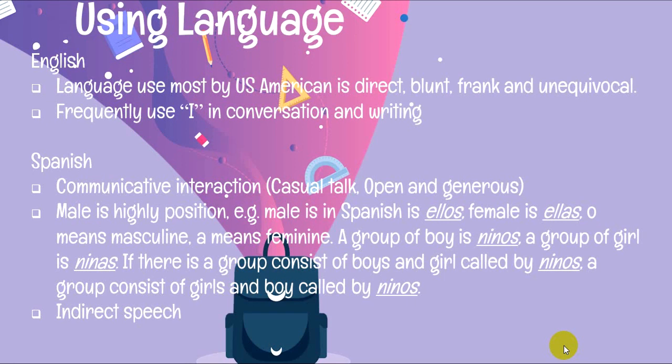Language used most by US Americans is direct, blunt, frank, and unequivocal. Frank means honest and clear. So if they do not understand or do not agree with something, they will clearly say no. If they agree with something or like something, they will clearly say yes. And also, US Americans frequently use I in conversation and writing.